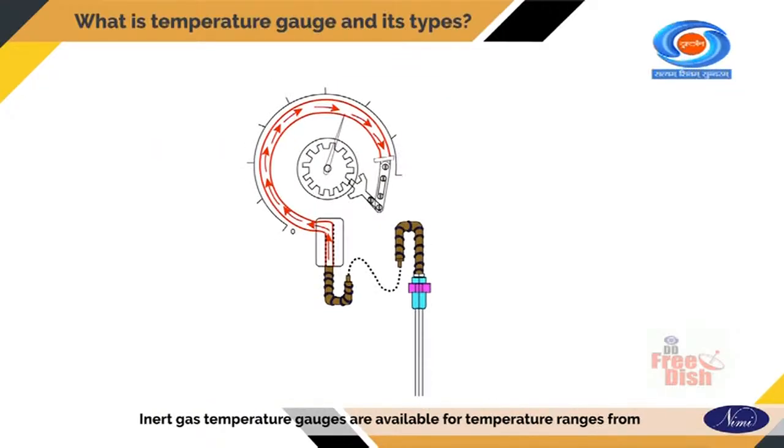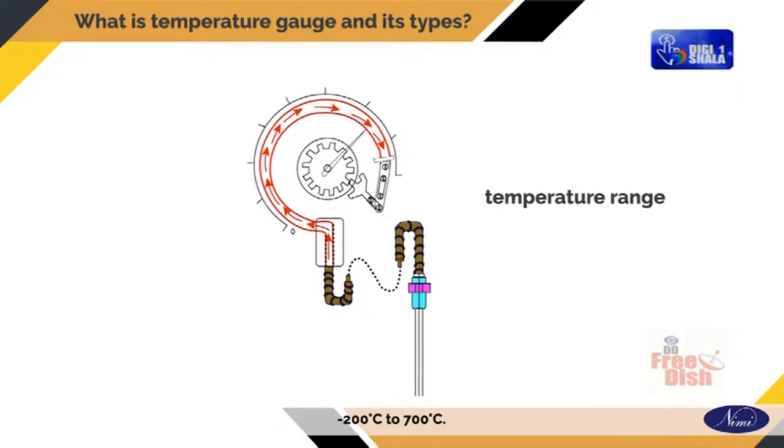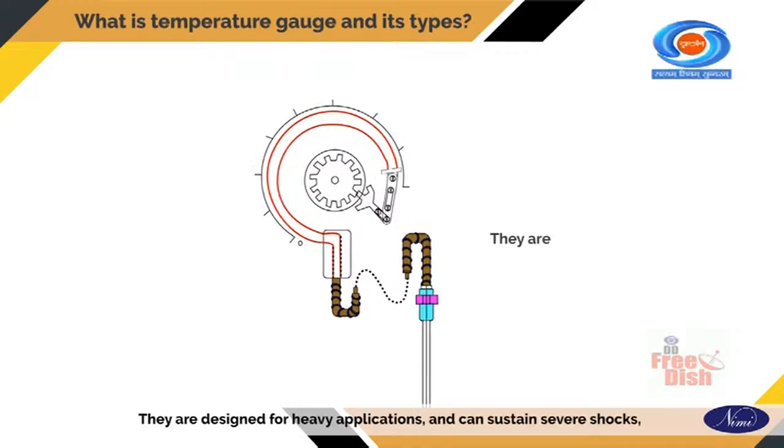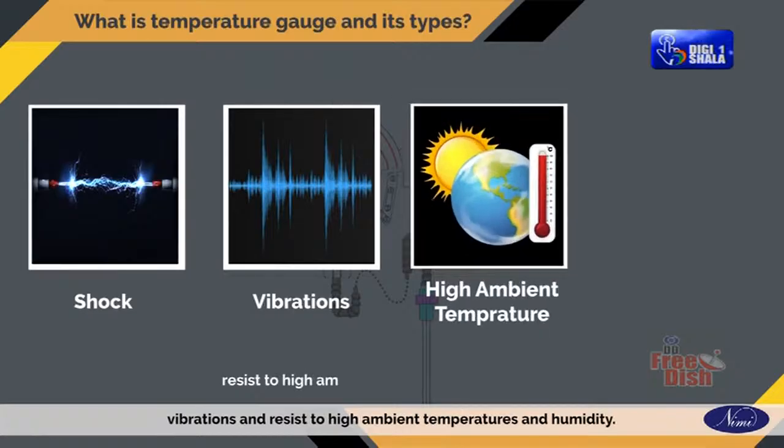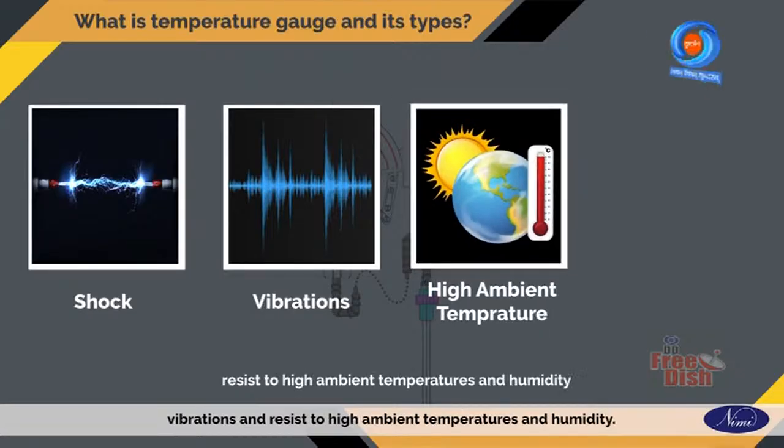Inert gas temperature gauges are available for temperature ranges from -200 degrees centigrade to 700 degrees centigrade. They are designed for heavy applications and can sustain severe shocks, vibrations, and resist high ambient temperatures and humidity.